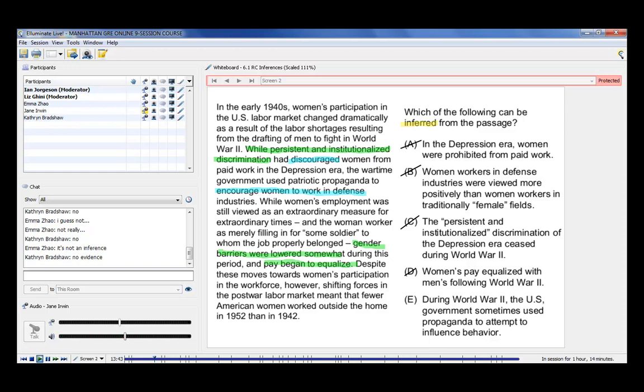So E: during World War II, the U.S. government sometimes used propaganda to attempt to influence behavior. I thought that was true because it says that the wartime government used patriotic propaganda to encourage women to work in the defense industries. And while that's a really specific example of the propaganda that the government used, part E is kind of making a generalization out of that.